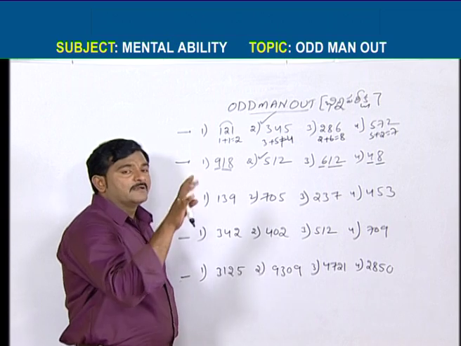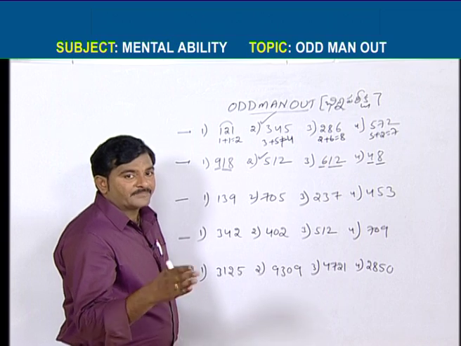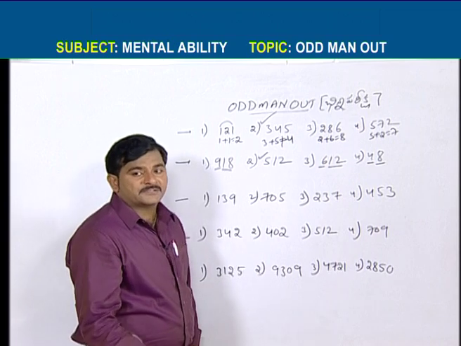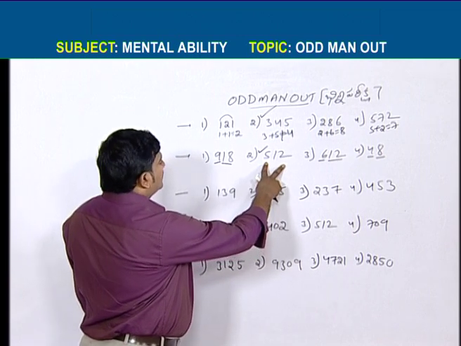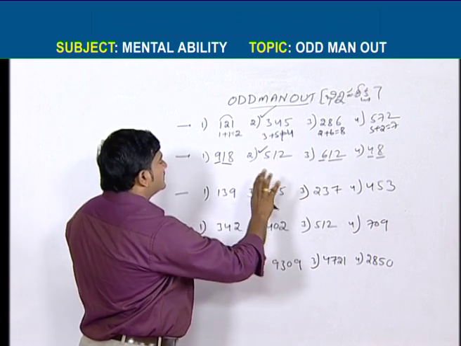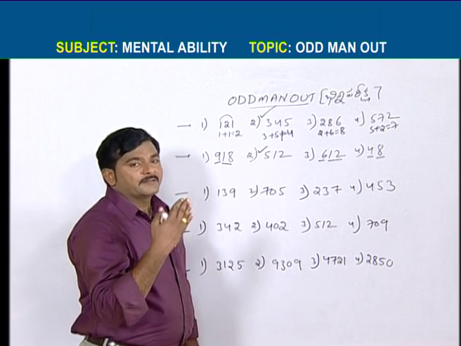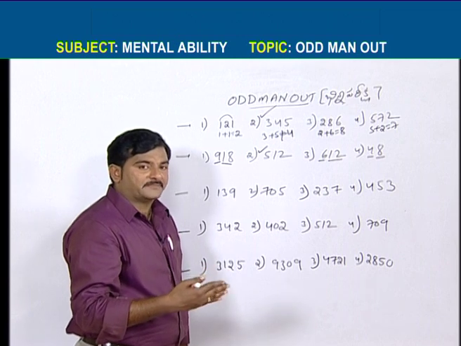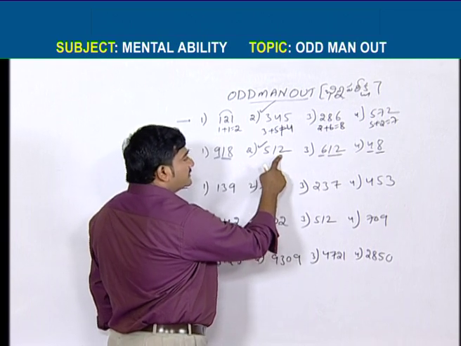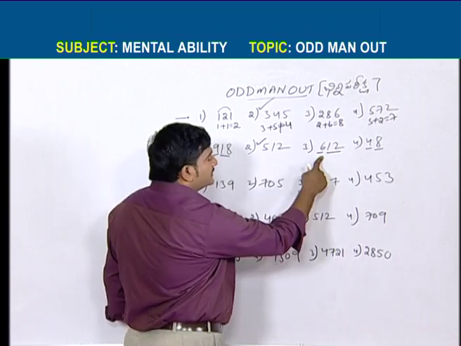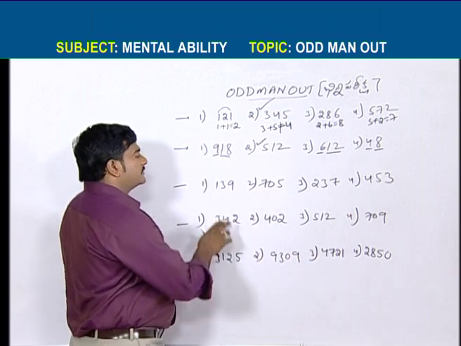I repeat. Sorry, it's not adding first and last, it's doubling. Doubling the first number, I get the next number. So 9 doubled is 18, 5 doubled you have to get 10, but 12 is there. 6 doubled is 12, double of 4 is 8. So it is not possible in the second option.